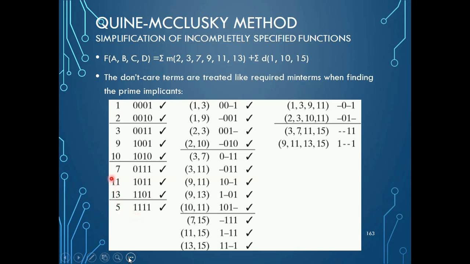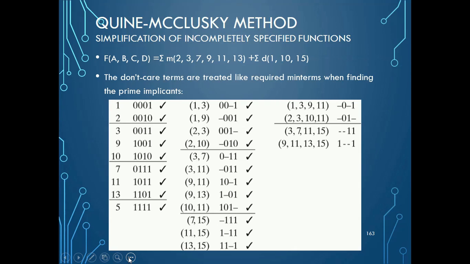You can see that there are certain numbers in this particular column, that is 1, 2, 3, 9, 10, 7, 11, 13 and 5. Based on the min term binary notations, we have classified them into different groups. The first group has a single one. Here also one. Whatever you have written in this particular column is the min terms, sorry, this is the binary notation of all the min terms.